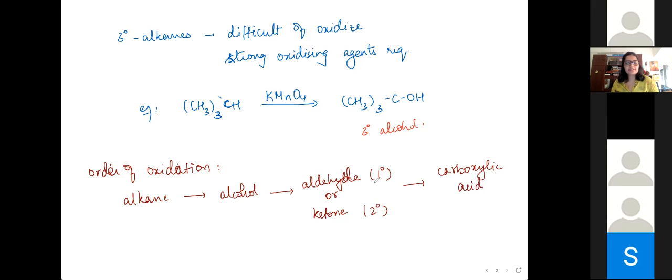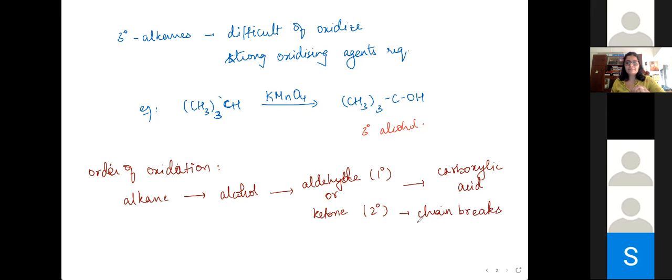So aldehyde, because they're on the corner, becomes carboxylic acid easily. Ketone, the chain breaks and you get two different carboxylic acids. You really need a really strong oxidizing agent in order to oxidize ketones.